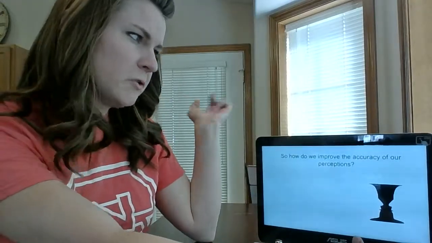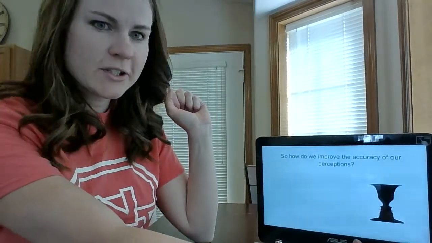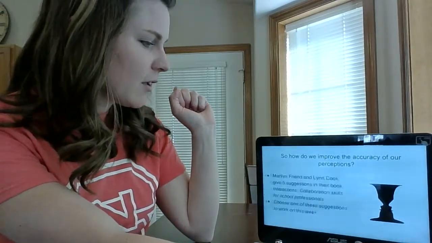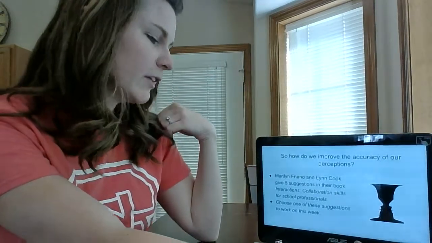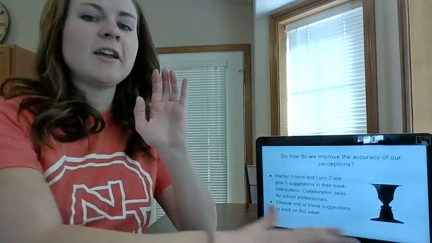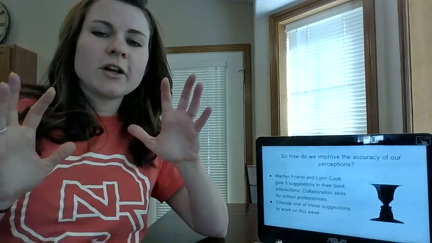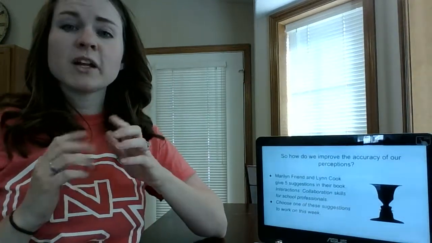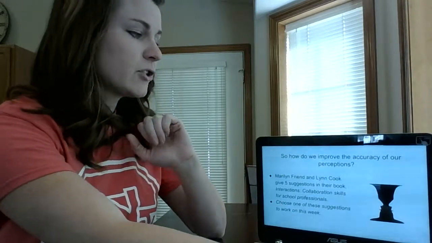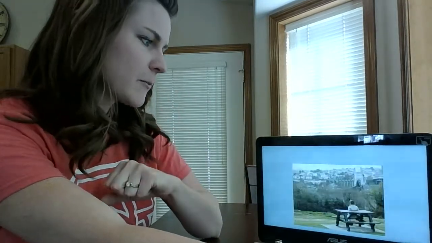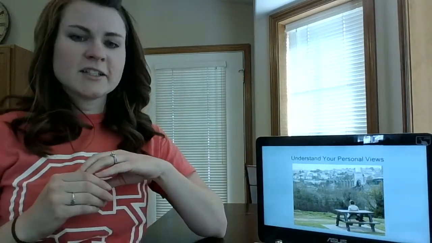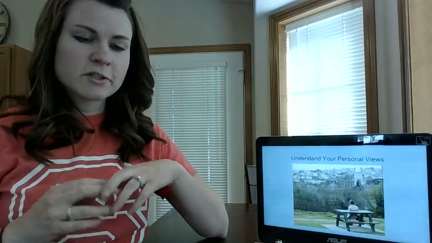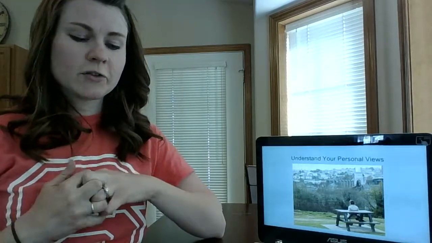So how do we improve the accuracy of our perceptions? In this book, Marilyn Friend and Lynn Cook gave 5 suggestions, and because we're teachers and we're super busy and super overwhelmed, I want you just to pick one to really focus on and try to change a little bit. So the first one is to understand your personal views. Be aware of your biases and your viewpoints.